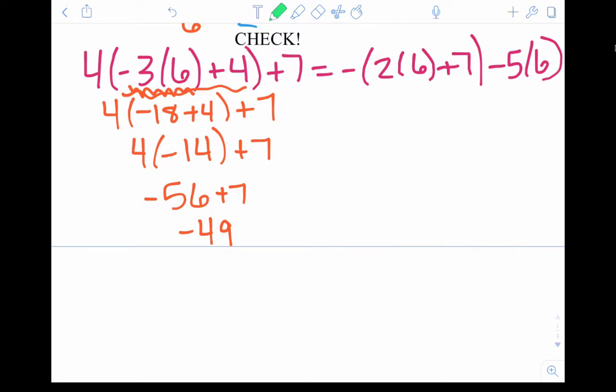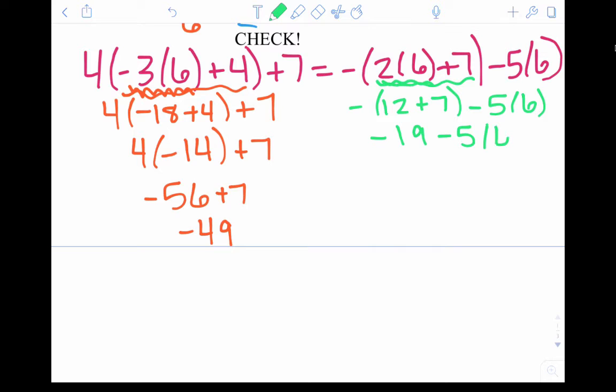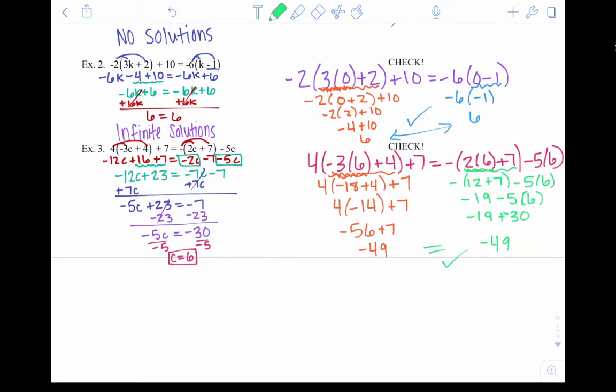Now I'm going to move over to the other side of this equation, and I'm going to work through order of operations as well. So inside my parentheses, I need to do multiplication. 2 times 6 is 12, and then I'm copying everything else down. Make sure you copy down that negative that's in front of this whole thing. Inside the parentheses, I have 12 plus 7, which is 19. I have that negative in front. Next, I have multiplication. 5 times 6 is 30, so I have negative 19 minus 30. I'm going to add the opposite. Negative 19 plus 30 is negative 49. So these two are equal. So 6 is a correct solution to this problem.